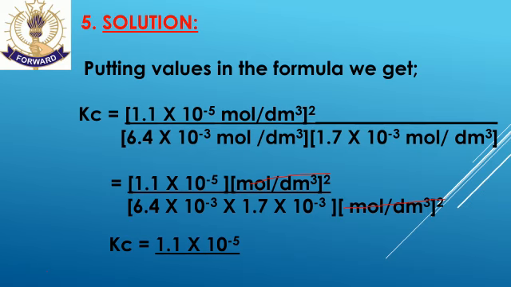So Kc is equal to 1.1 into 10 power minus 5 divided over 10.88 into 10 power minus 6. Now the question is, from where does it come? When we multiply 6.4 with 1.7, we get the answer 10.88. And 10 power minus 3 multiplied with 10 power minus 3, you will get the answer 10 power minus 6.